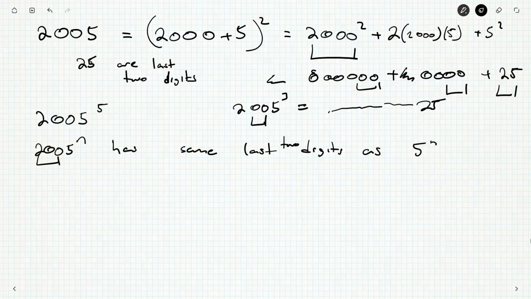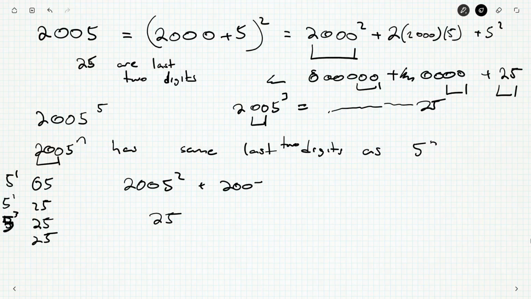Now, what happens with 5 to the n? Well, 5 to the 1 ends in 05. 5 to the 2 ends in 25. 5 to the 3 is 125, that ends in 25. 5 to the 4 is 625, it ends in 25. It's always going to end in 25. So 2005 squared ends in 25.